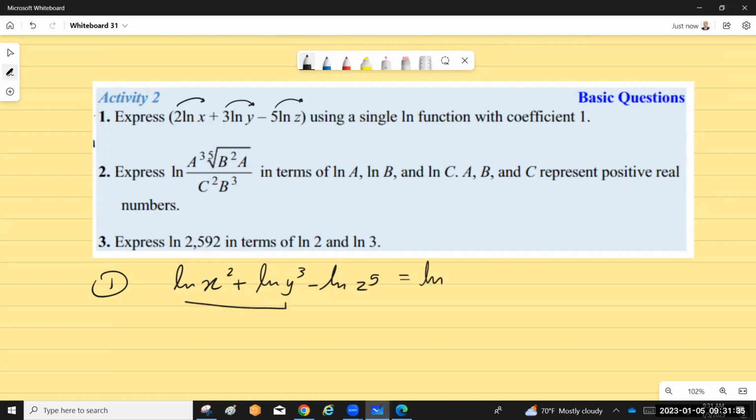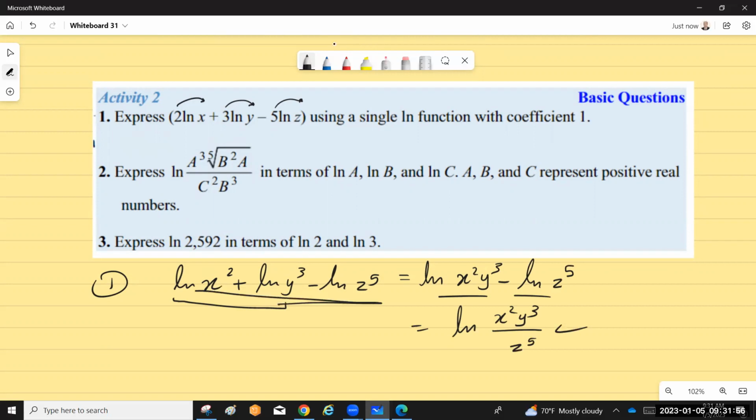Yeah, you can add first the first 2 terms: ln x squared y cubed minus ln z power 5. And after that, ln minus ln is ln the division. Just write 1 ln and divide x squared y cubed by z power 5. Now this is the answer. I rewrite this expression as a single logarithm with coefficient 1.